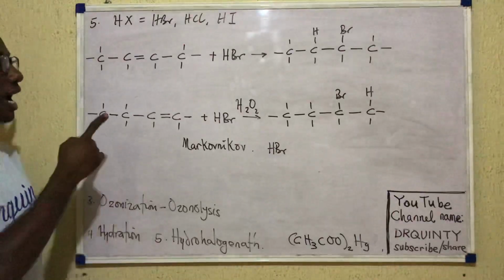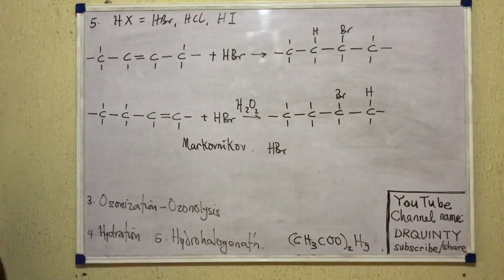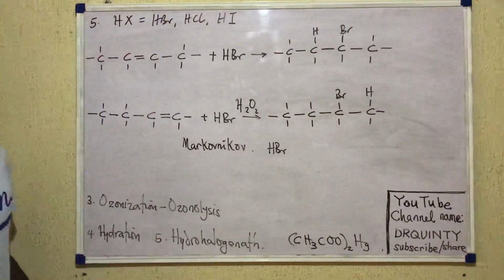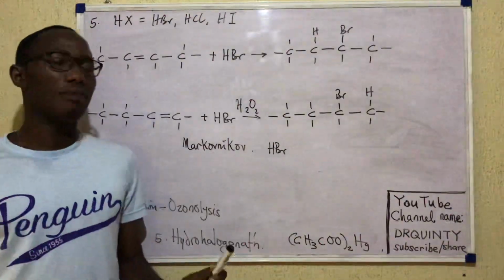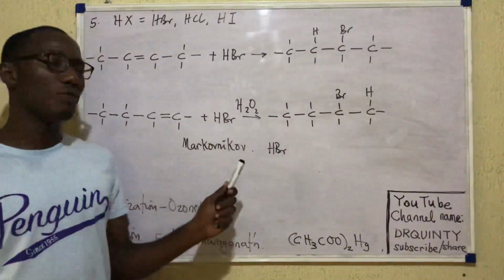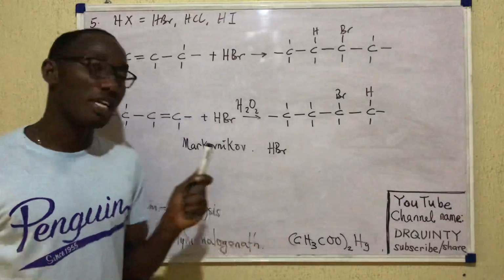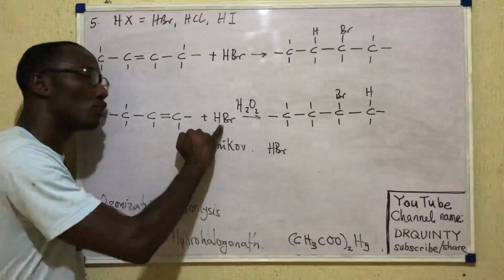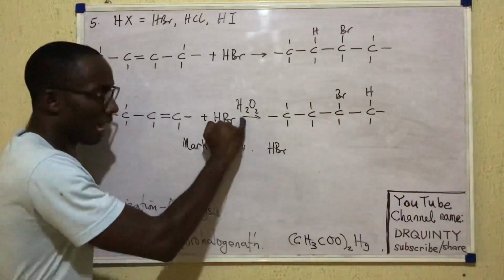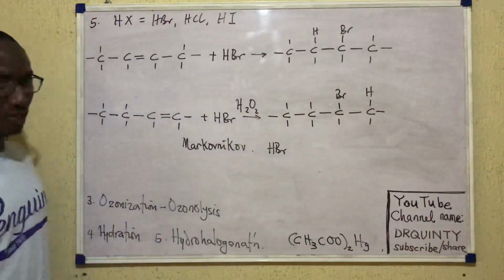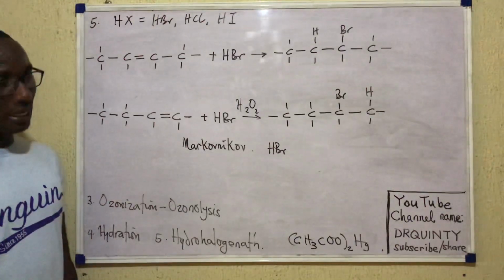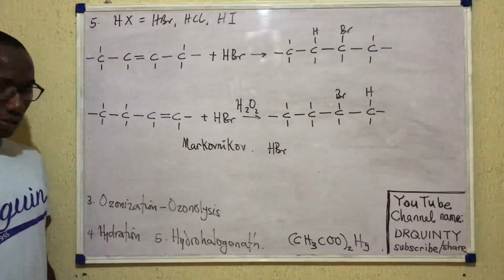So that's hydrohalogenation. We said it will give us an alkyl halide, and the alkyl halide is usually as predicted by Markovnikov. The only time the alkyl halide will be anti-Markovnikov is when your hydrogen halide is HBr in particular and peroxide is present. In that case, the addition will give you an anti-Markovnikov product as major.